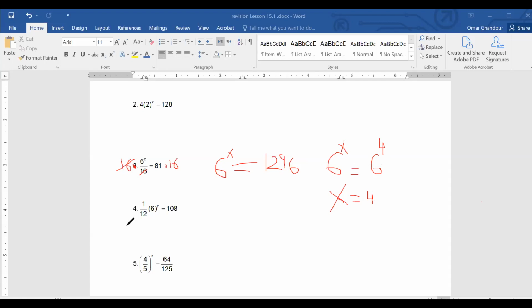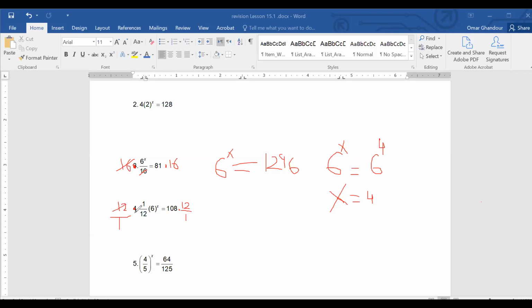Okay, what about question 4? I have a fraction this time. To get rid of a fraction, you have to multiply with the reciprocal. And what is the reciprocal of 1 over 12? It's 12 over 1. So this is what we are going to do. Let's multiply here with 12 over 1. And let's multiply here with 12 over 1.